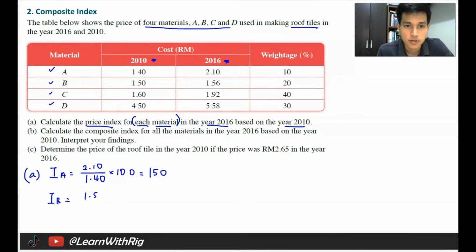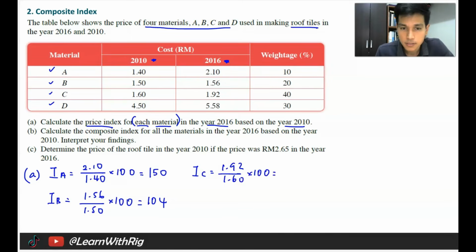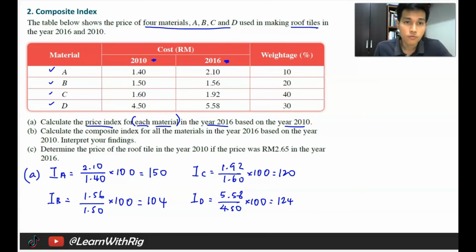So you get 1.56 divided by 1.50 times 100, you should get 104. Then IC would be equals to 1.92 divided by 1.6 times 100. Answer is 120. And then the last material, 5.58 divided by 4.50 times 100. Answer is 124. So you've managed to find all 4 price index for each of the material.